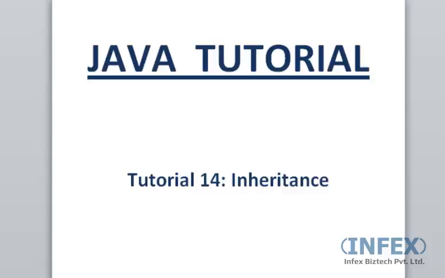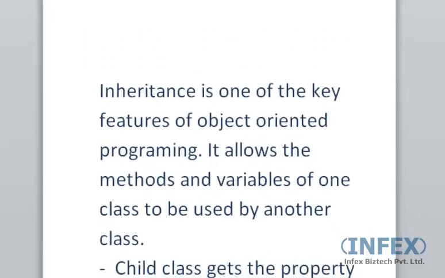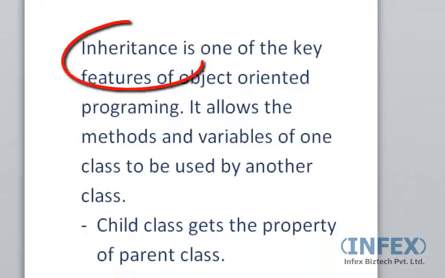In this tutorial, we are going to learn about inheritance, one of the important topics of object-oriented programming language. Inheritance is one of the key features of object-oriented programming. It allows the methods and variables of one class to be used by another class, which means there are two classes. One is superclass and another one is subclass.